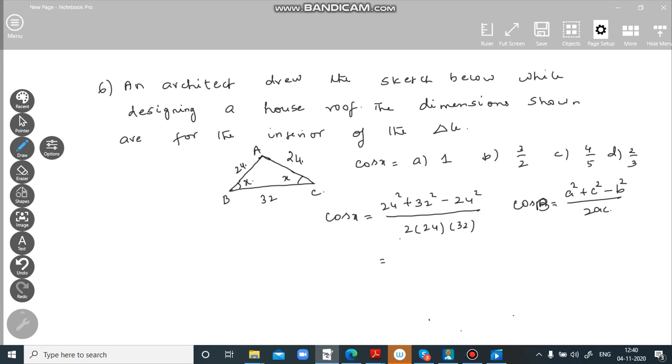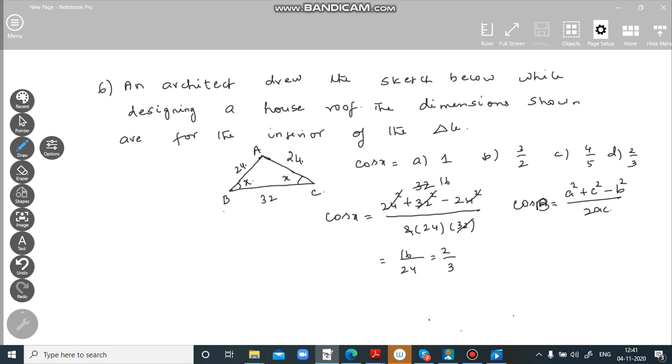Using the above formula, 24 square gets cancelled off up and down, 32 square cancels, I am left with 132, which now cancels with this and I get 16 by 24, which reduces to 2 by 3. So, the value of cos x is 2 by 3. If the student is aware of the cos B formula or cos A formula, the cosine rule, then this can be made use of.